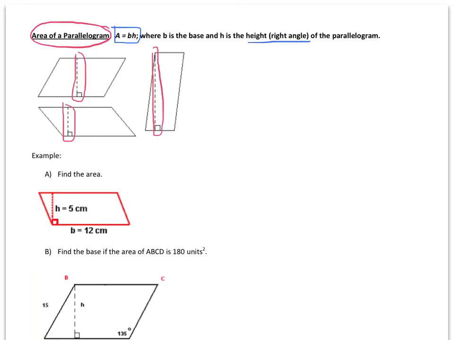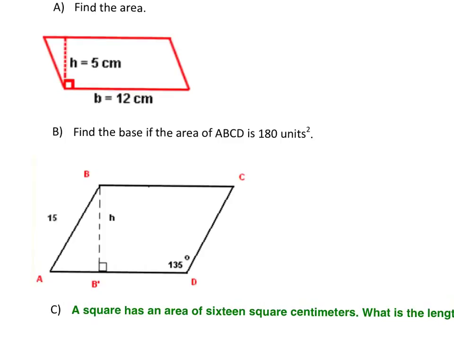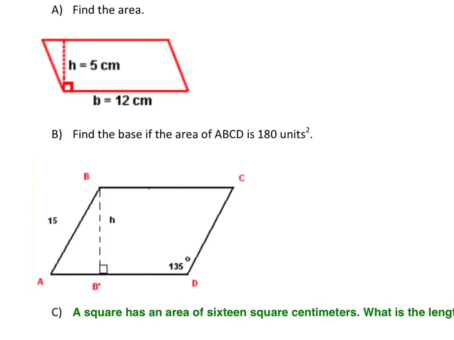So if you look at our example, we have a parallelogram with the height given as 5, the base is 12. So the area of this parallelogram is base times height, which equals 60. Now we're talking area, so it's centimeters squared.